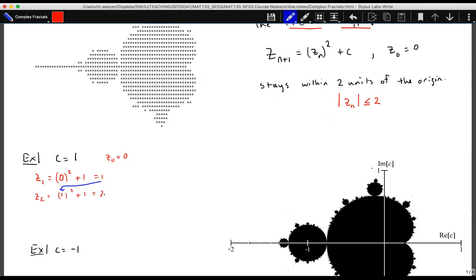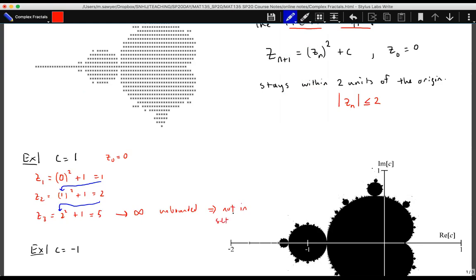My C equals 1, so this is 2. My Z3 is equal to 2 squared plus 1. Again, the 2 feeds back into my iterative mapping. So I get 5, and I can see that this is quickly zooming off to infinity. So this is unbounded, so it can't be in my Mandelbrot set. So it's not in the set.